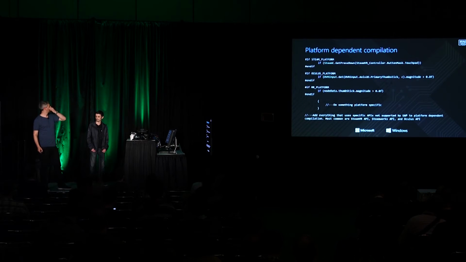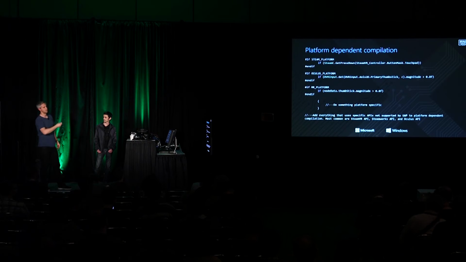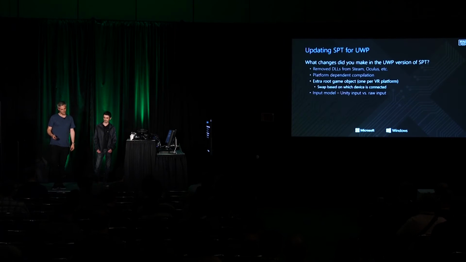And then if you take a look at the code, it's just checking which platform you're on. And then we do an if statement. For example, this is for input. So we were using raw input data. For Steam, we had one, for Oculus, and then one for Windows Mixed Reality. And then we did something platform specific. Now it's just a Unity input example. The most common that we'll use in there are Steam VR API, Steamworks API, and Oculus API. So yeah, that was a bit of work, probably the most work for porting to UWP.